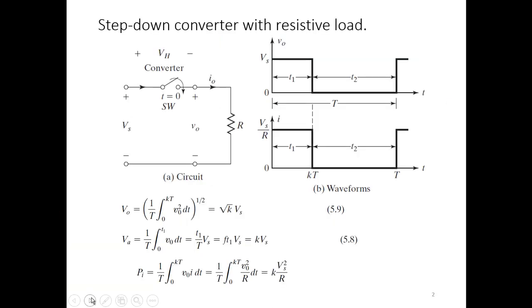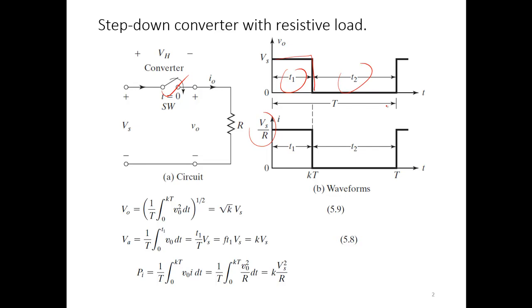The first one is the basic fundamentals of a DC to DC converter, like a step up. Suppose you have a switch, an electronic switch. Once we close the switch, the output voltage will be the same as the input voltage, and the current will be Vs by R. The shape of the voltage and current is the same. T1 is the on time and T2 is the off time. T is the period, how often you turn on the switch.